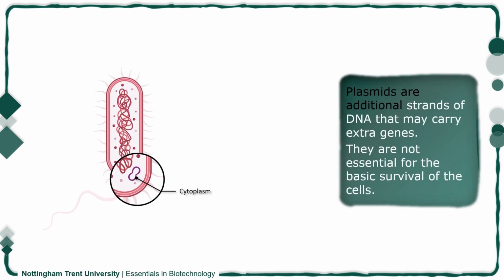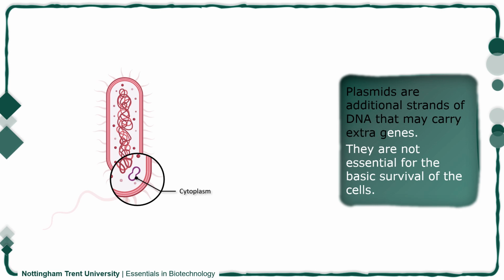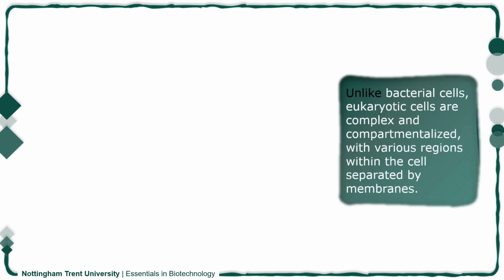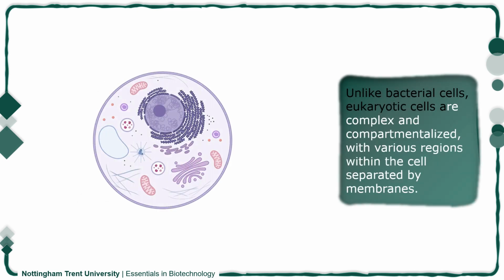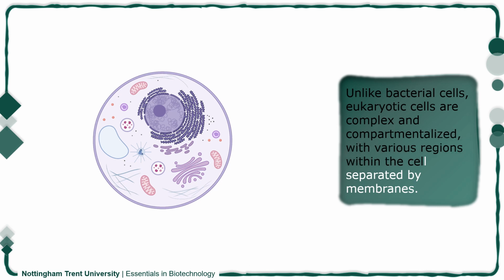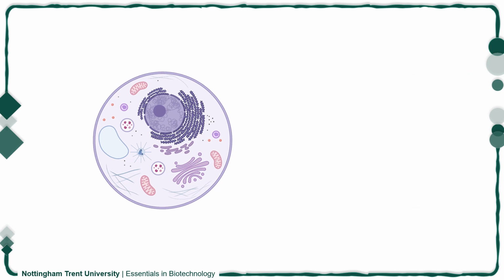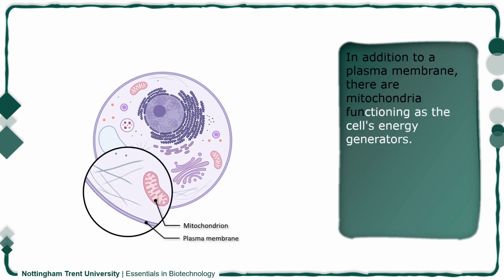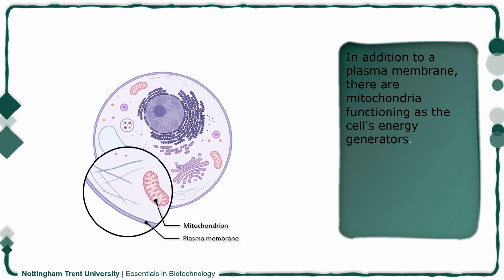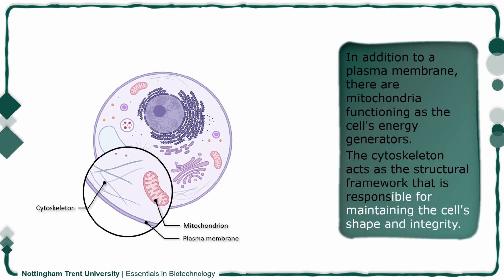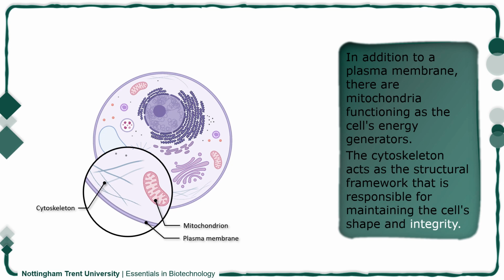Plasmids are additional strands of DNA that may carry extra genes. They are not essential for the basic survival of the cells. Unlike bacterial cells, eukaryotic cells are complex and compartmentalized, with various regions within the cell, separated by membranes. In addition to a plasma membrane, there are mitochondria functioning as the cell's energy generators. The cytoskeleton acts as the structural framework that is responsible for maintaining the cell's shape and integrity.